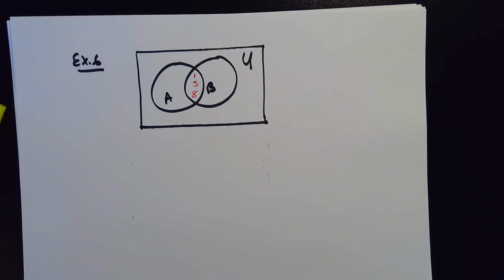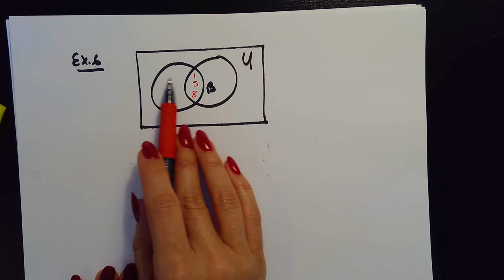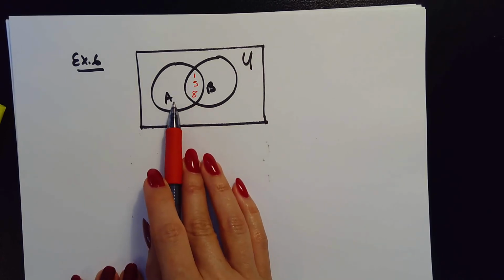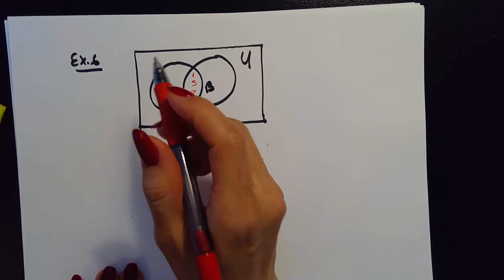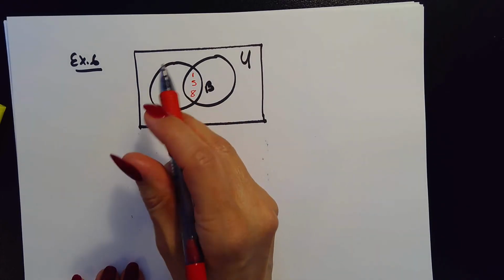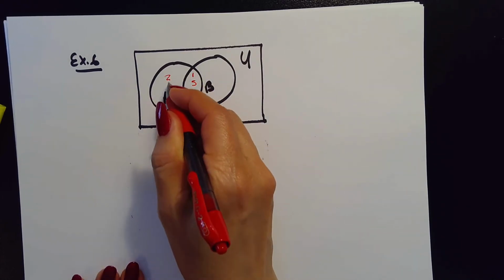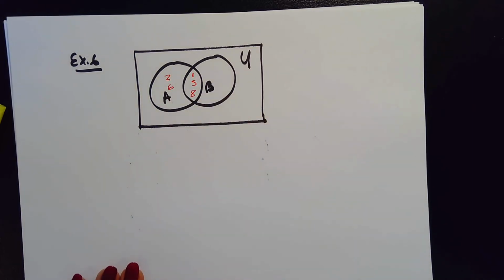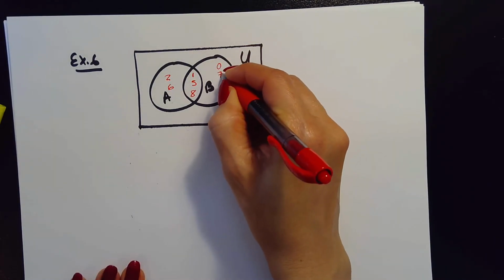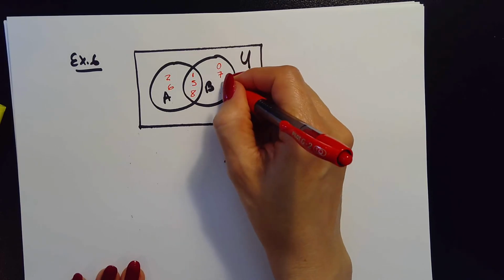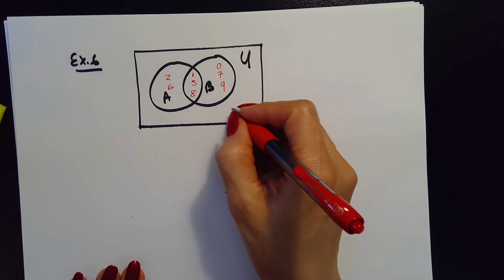And then you do the same. You work now outside of the intersection. You want in A but not in B. So those are 2 and 6, right? 2 and 6. Because you want in A but not in B, and then you want in B over here but not in A, so you get 0, 7, and 9. And then outside you have 3 and 4.